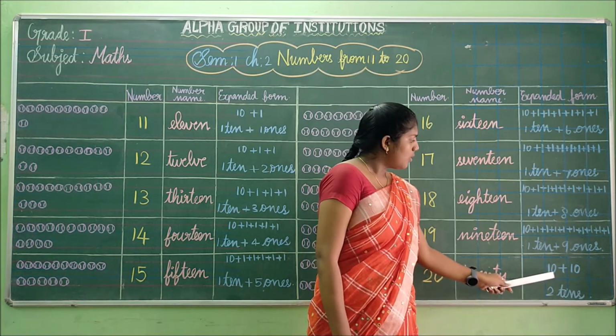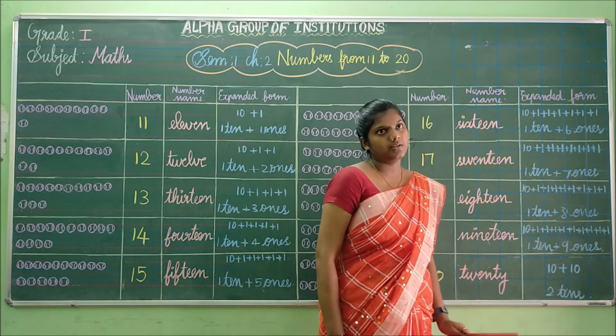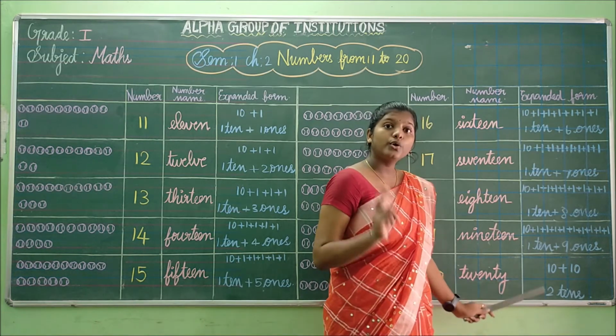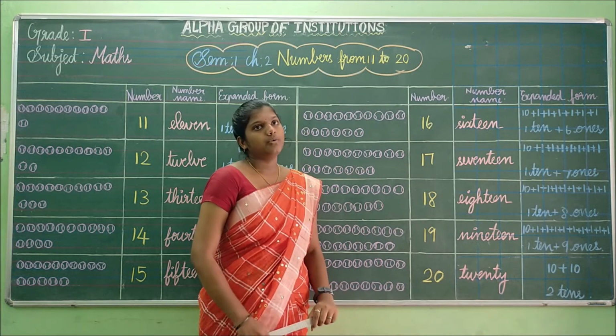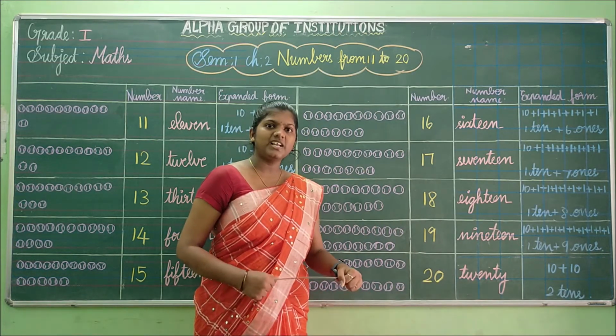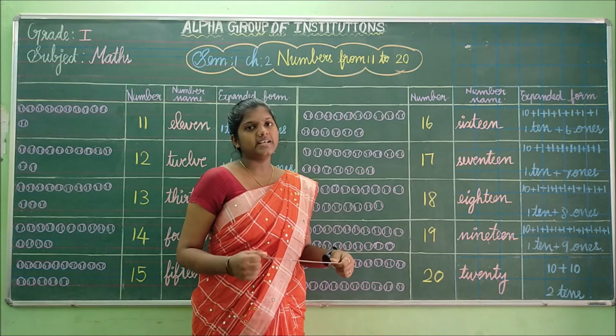Now see the expanded form. Here we have 10 plus 10. So here we have 2 tens. So 2 tens means number 20. Have you all understood, children? I hope you understand this.